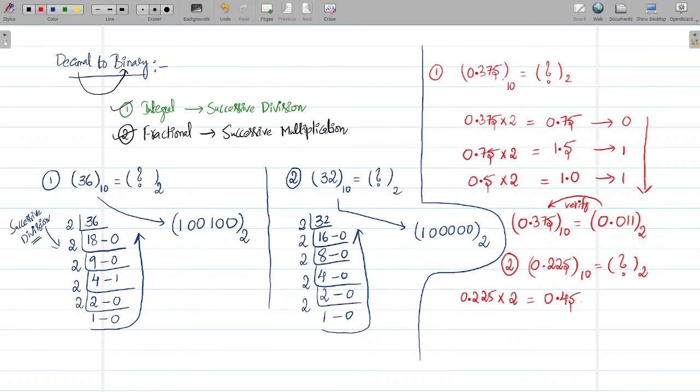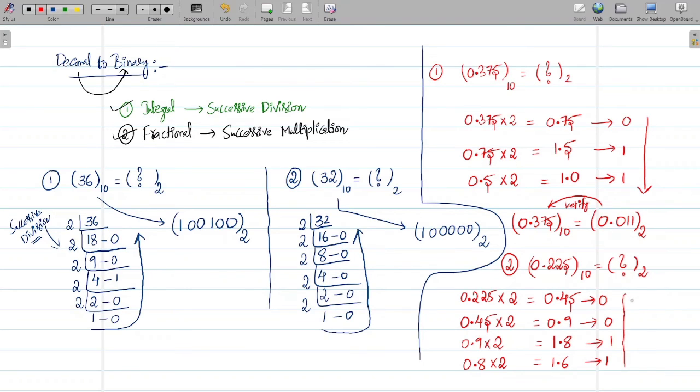So 0.225 times 2 is 0.45. Now in this the integral part is 0, so separate this integral part and write the fractional part again. So 0.45 multiplied with 2 is 0.9, right? Here you can write 0 again. Now 0.9 into 2 is 1.8. So the integral part is 1, so I am separating 1. Writing 0.8 separately. 0.8 into 2 is 1.6. So write 1 separately and you are left with 0.6.